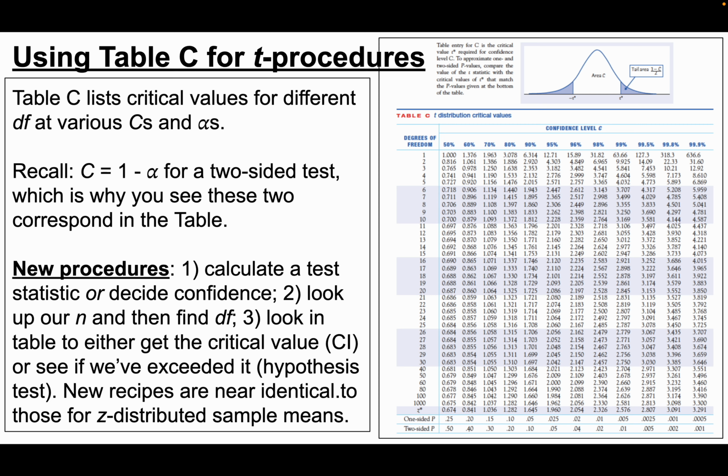So here are the new procedures. Again, I just said these out loud, but basically calculate a test statistic or decide a level of confidence. And you really should decide an alpha too if you calculate the test statistic. Look up your n, then find the degrees of freedom. Then you want to look in the table to either get the critical value if you're doing a confidence interval, or see if you've exceeded it with hypothesis tests.